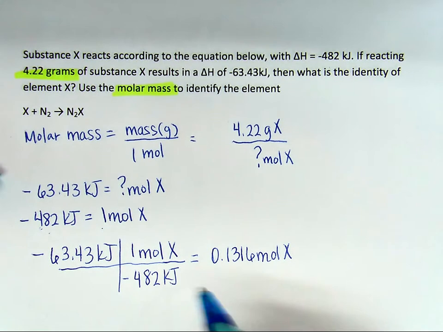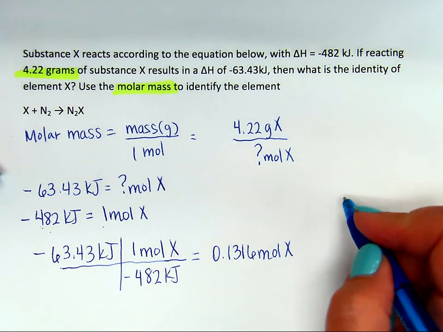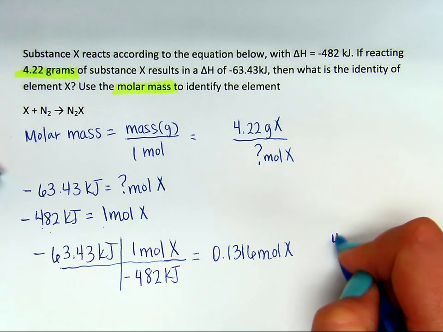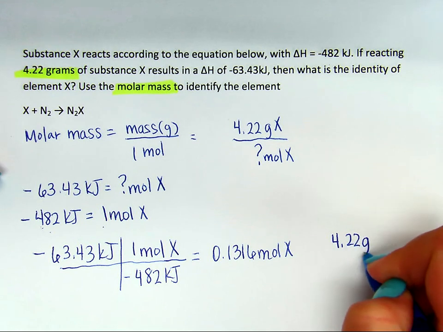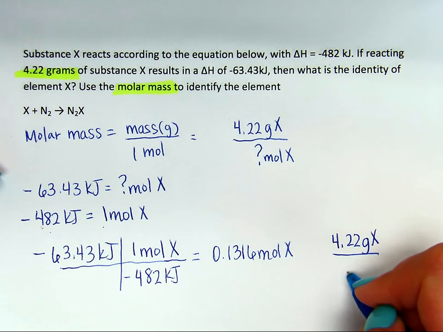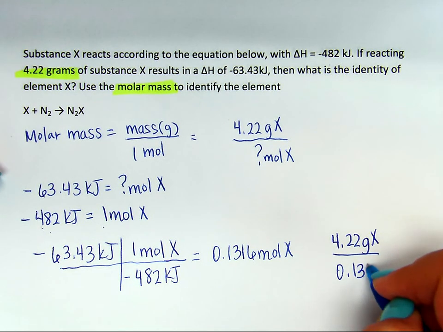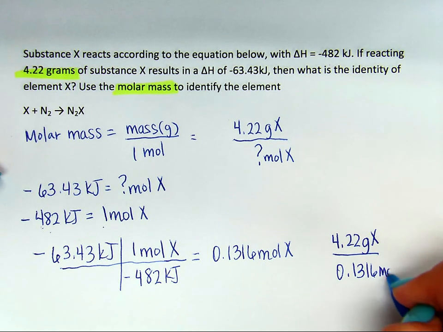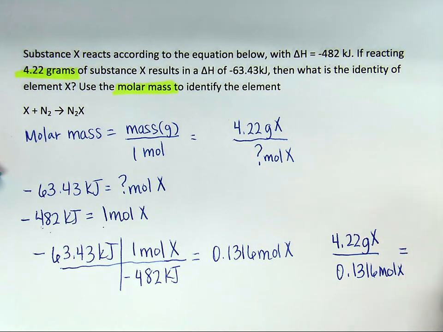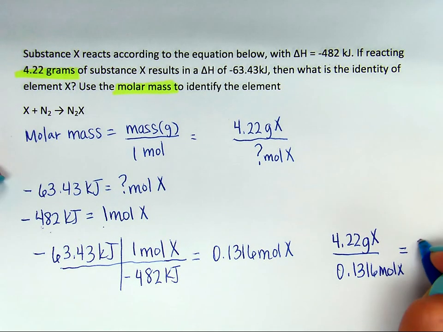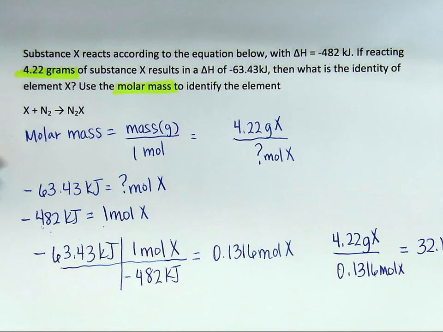All right, well, I've got my grams of X and now I've got my moles of X. So I'm just going to go ahead and rewrite this right here. So we'll say 4.22 grams of X divided by 0.1316 moles of X. And when we do that division, we come up with 32.1 grams. So that doesn't scream to me what element it is.